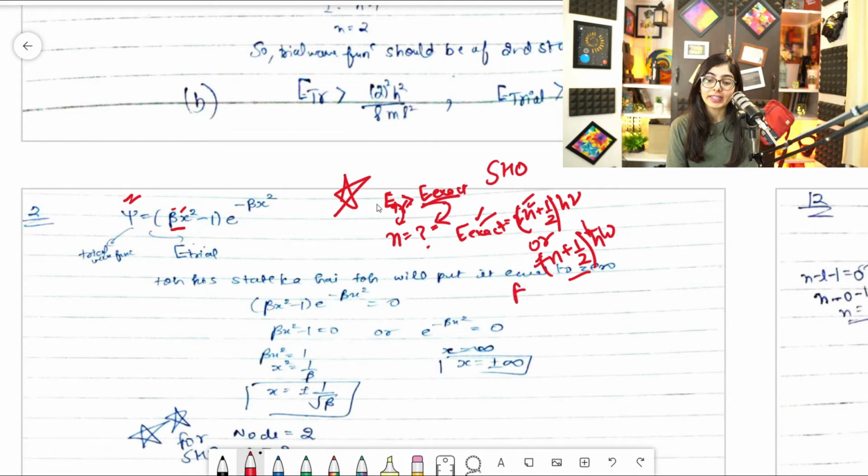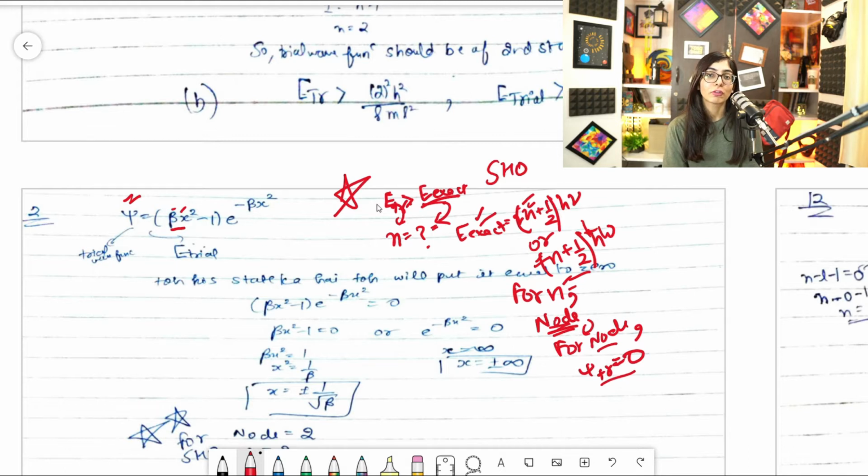For finding n, you need to find out the nodes first, because if you know the nodes, you can write down what the value of n is, right? And for finding nodes, as I told you, you need to put the trial wave function equal to 0. These are the points. Clear? For nodes you need to put the trial wave function equal to 0.